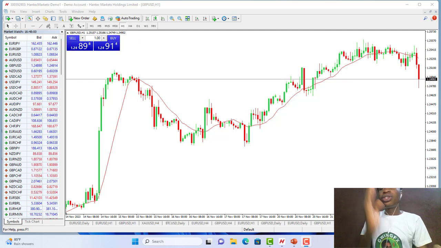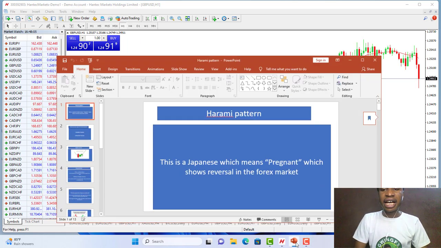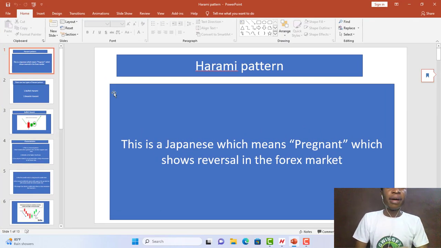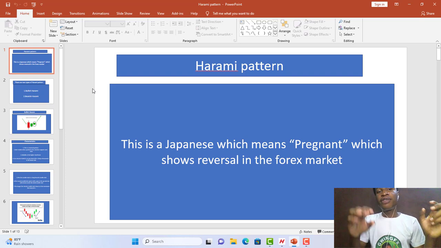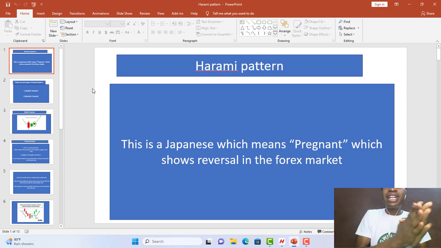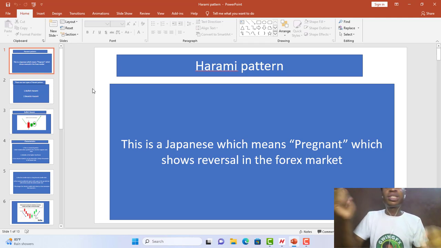So today we'll be treating a pattern known as the Harami pattern. That's the pattern we're going to be talking about today. Now, some of us have been learning the Harami pattern and we've known how to trade it. Some of us don't know how to use it. But whether you've been using it or not, the truth is that you're going to learn it perfectly today. So all you've got to do is follow to the end. Ask your questions below this video if you have any.